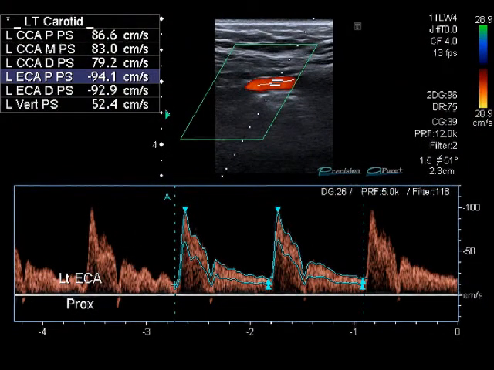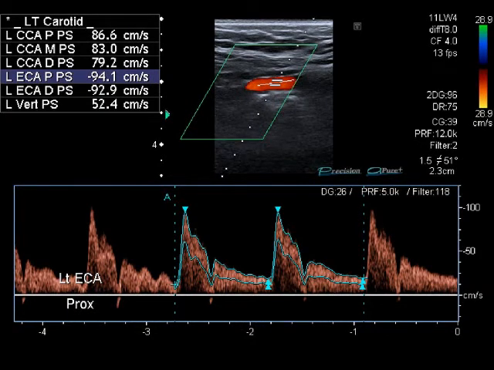From the bifurcation, the external carotid artery usually sits more anteriorly and medially. Track the vessel as far as you can. The external carotid artery has a high resistance waveform. The flow velocity rises and drops quickly in both systole and diastole period, giving a sharp systolic peak appearance.